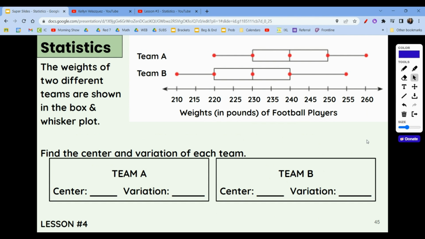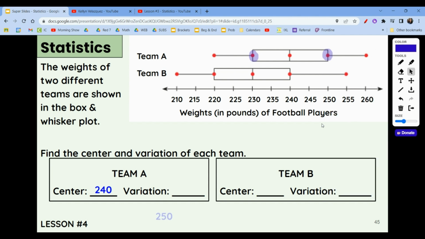All right. The weights of two different teams are shown in the box and whisker plot. Find the center and variation of each team. Just a reminder, center means find the median. So for team A, the center would be 240. And just a reminder, variation means the IQR. So the box goes from 230 to 250. So I would have to do 250 minus 230, and the variation or the IQR would be 20.